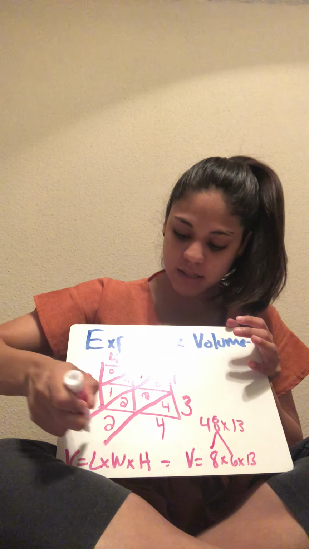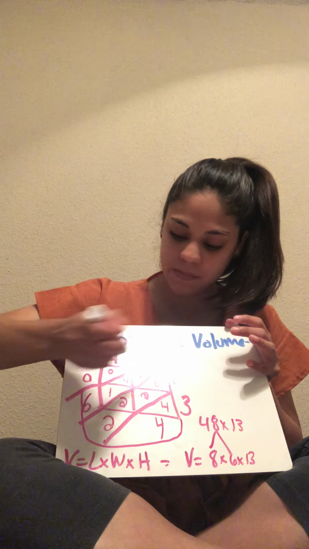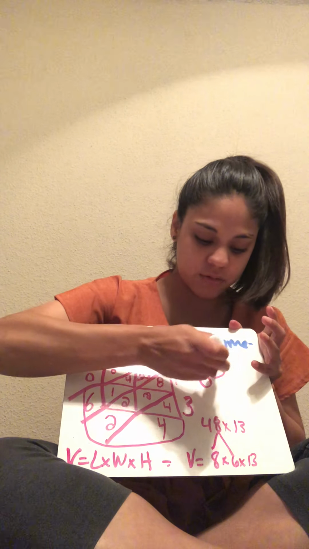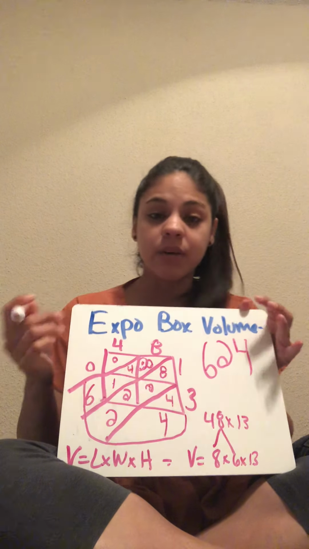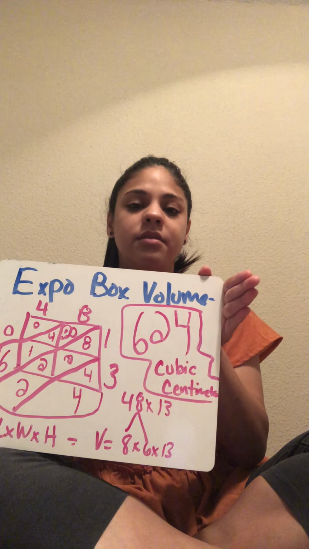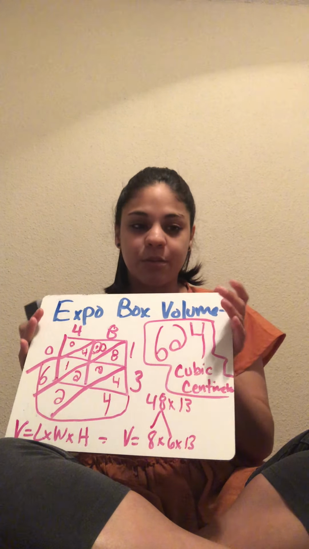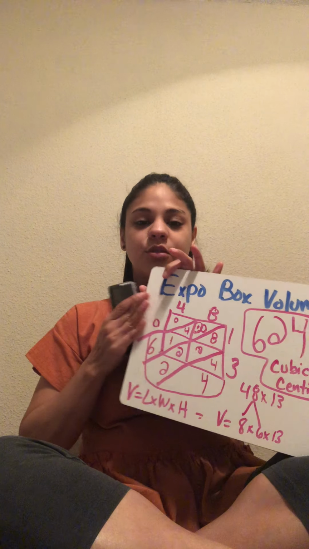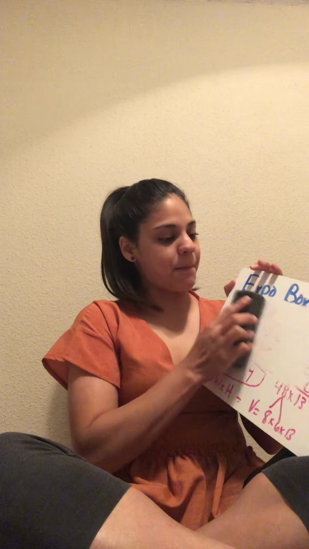So my answer is this number that appears right here, and it's 624 cubic centimeters. And that's my answer. 624 cubic centimeters. Okay, and so that's how you do volume. Now remember that you are in 5th grade and they'll throw things at you where you have to work backwards.